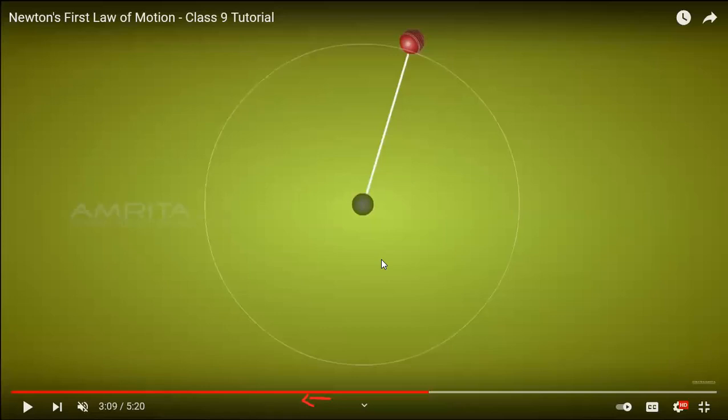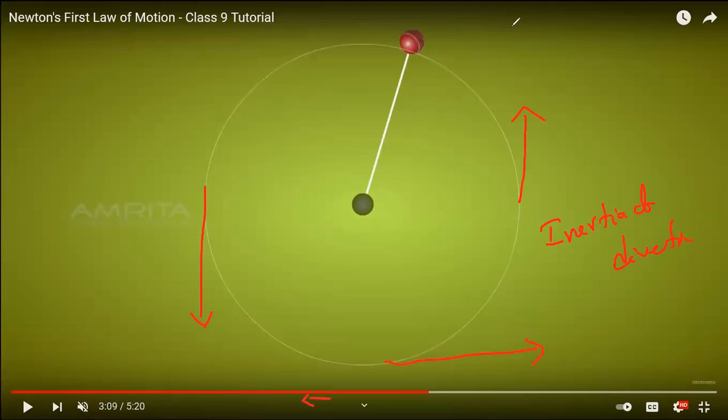Understand? Actually, Hari, we studied circular motion in the first chapter. If the ball is released here, it needs to go in this direction. If the ball is released here, it needs to go in this direction. If the ball is released here, it needs to go in this direction. Yes or no? Yes. So opposing this moving in a particular direction is what is called inertia of direction.